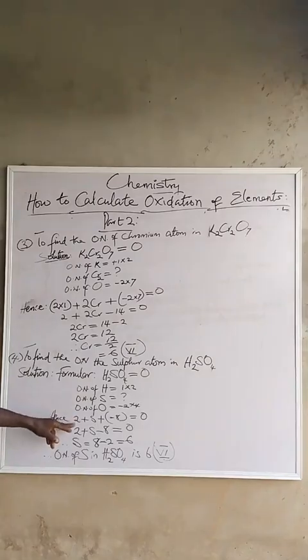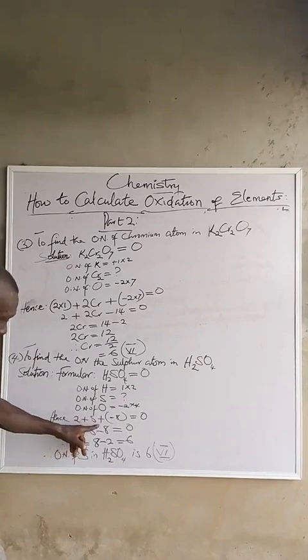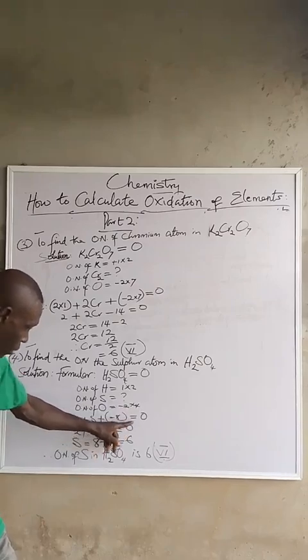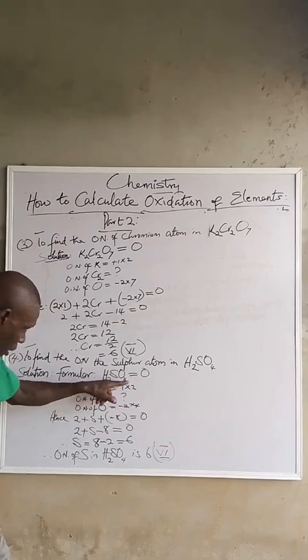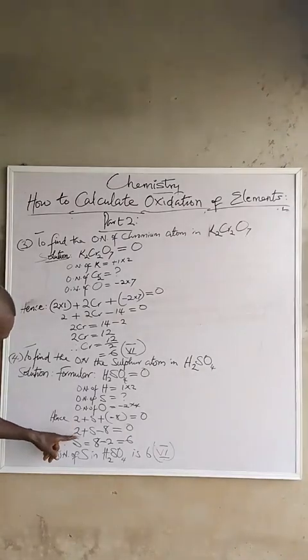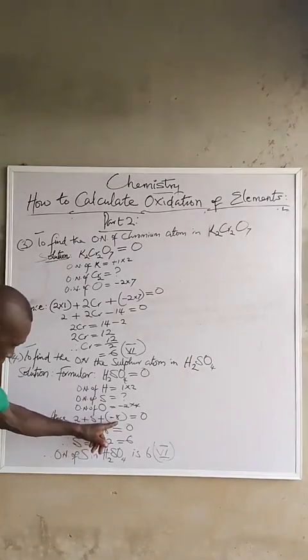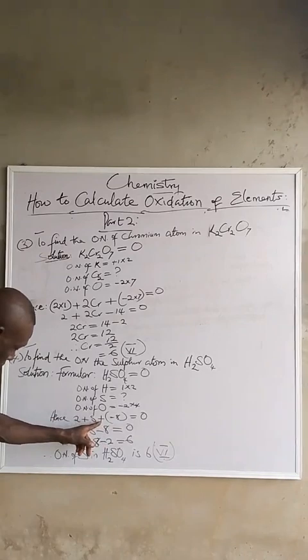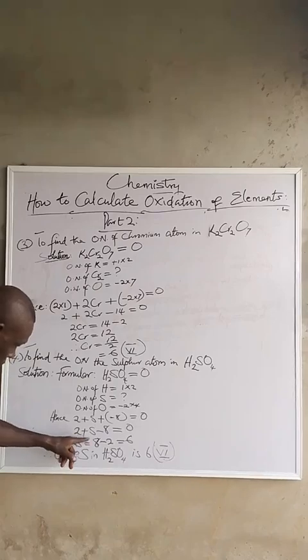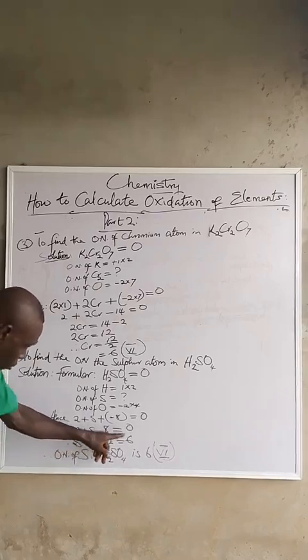Coming down again, we have +1 times 2, then plus sulfur, which we don't know, plus -2 times 4, which is -8, all equal to 0. We are still following this formula. Now, 2 plus sulfur, then -8, minus times plus is still minus. We have 2 + S - 8 = 0.